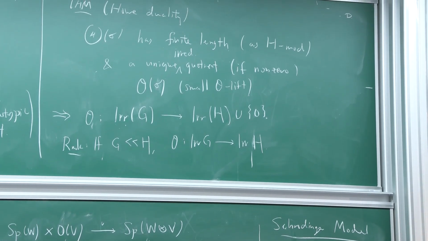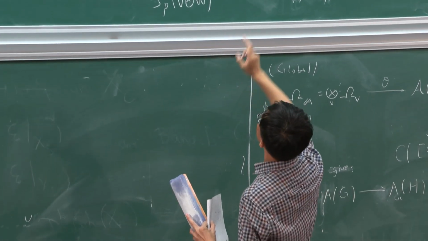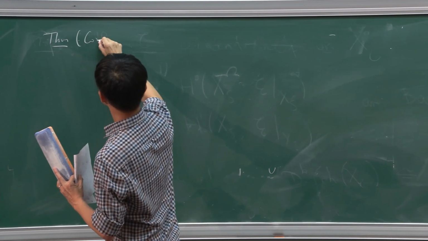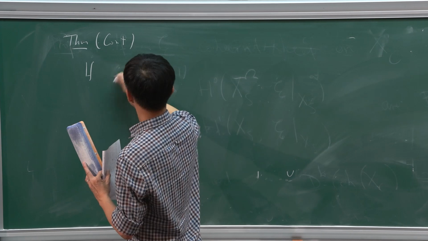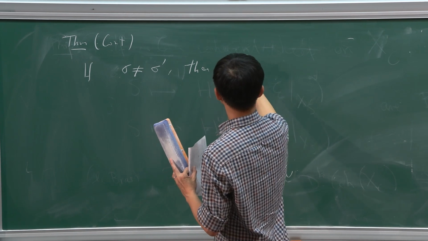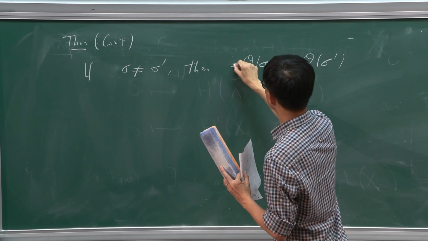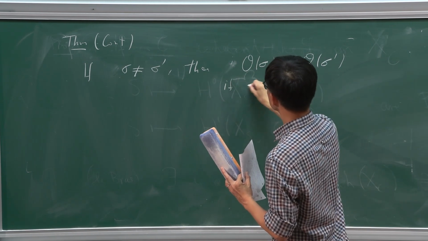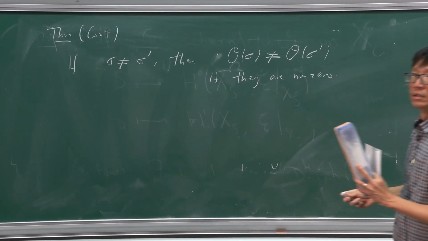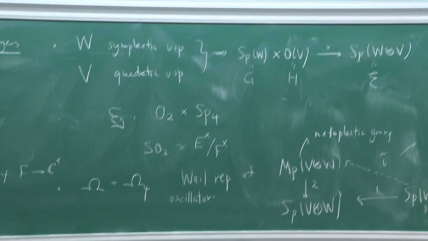In fact, I've realized I forgot to say something in the theorem. In fact, it's stronger. So, theorem, continue that if you start with two different inputs, then the outputs are different unless they are both zero, if they are non-zero. And what this is saying is that the map from irreducible G to irreducible H union 0 is injective.